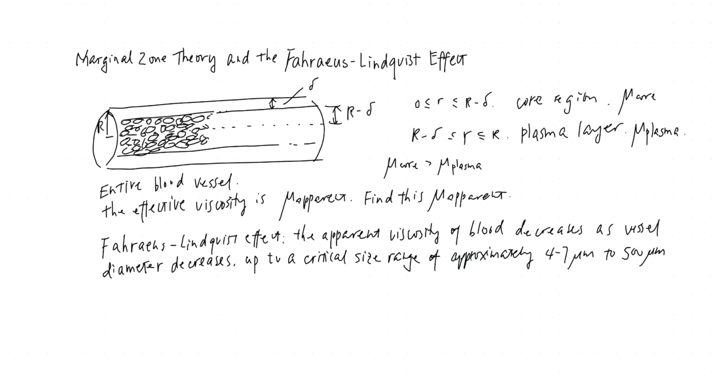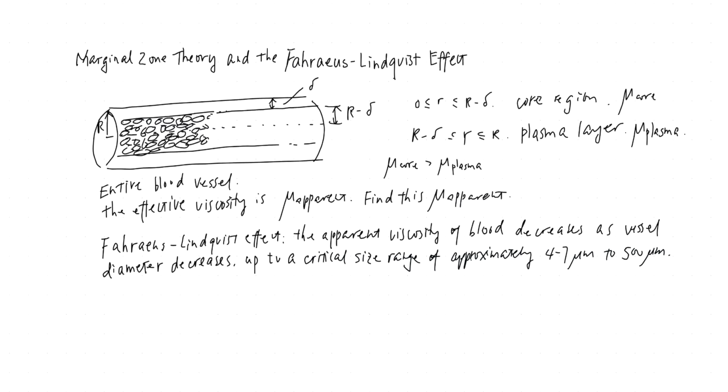So that means you cannot decrease the vessel size infinitely small. You cannot go down to 3 micron or 2 micron, 1 micron, and still expect the effective viscosity to decrease. That's not going to happen. So the Fahraeus-Lindqvist effect works between about 5 micron to 500 micron. That's the range we are talking about.